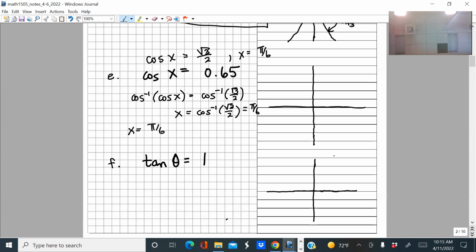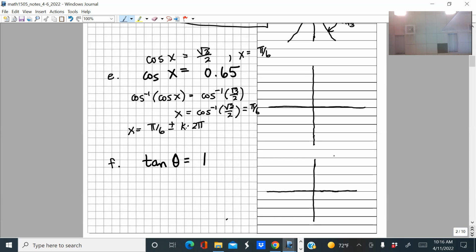And remember, since cosine is periodic, right, and it repeats values every 2 pi units, the period of cosine is 2 pi, then you know that every 2 pi units, either before or after pi over 6, you're going to get another solution to the equation. So the way you write that down, as we were showing last time, is you just write, we have solutions that are pi over 6 plus or minus some multiple of 2 pi.